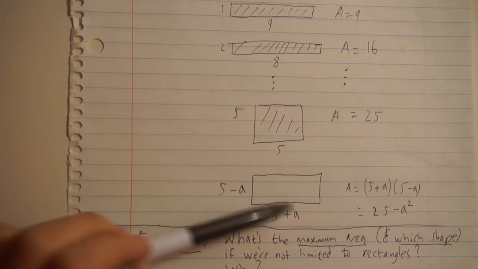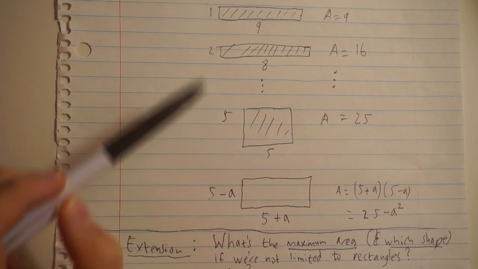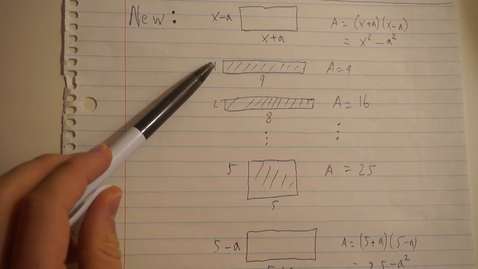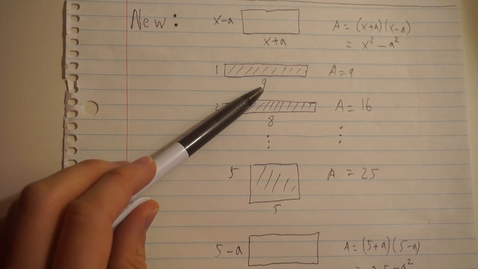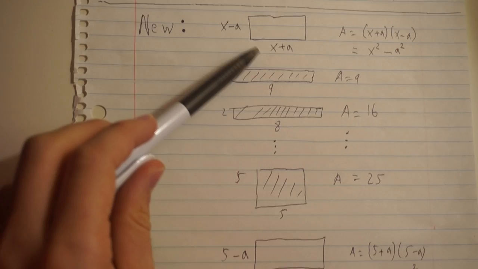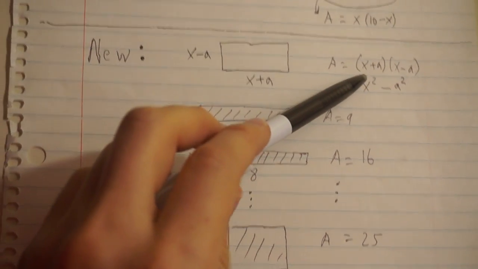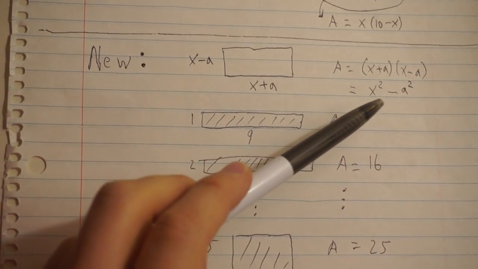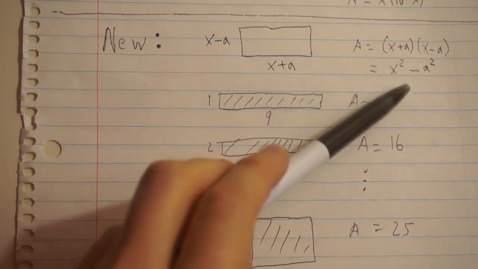Again, which one is your width and length doesn't matter, so don't get hung up on that. So for example, if we wanted to do the 1 by 9, the 1 can be thought of as a 5 minus 4, and the 9 can be thought of as a 5 plus 4. So in the general case, we can find this area by multiplying, and we get x plus a times x minus a, and that's x squared minus a squared. All the ax, negative ax stuff cancels.